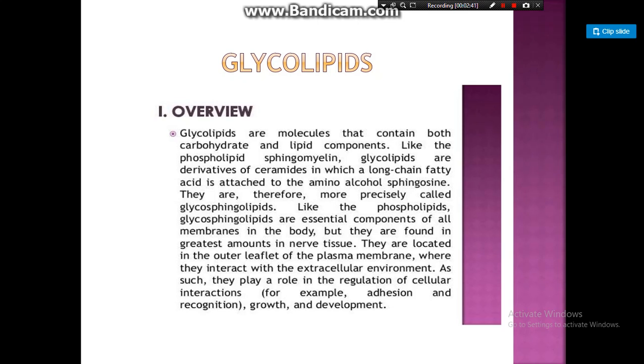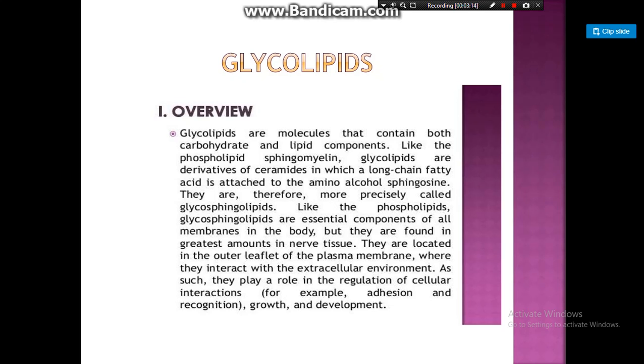Glycolipids. Glycolipids are molecules that contain both carbohydrate and lipid components, like the phospholipids. Sphingomyelin glycolipids are derivatives of ceramides in which a long chain fatty acid is attached to the amino alcohol sphingosine. They are therefore more precisely called glycosphingolipids.